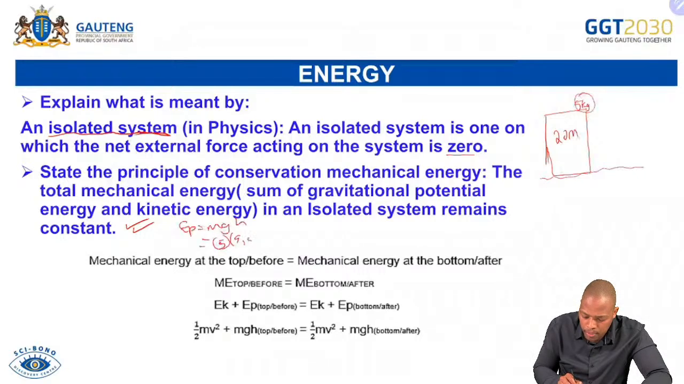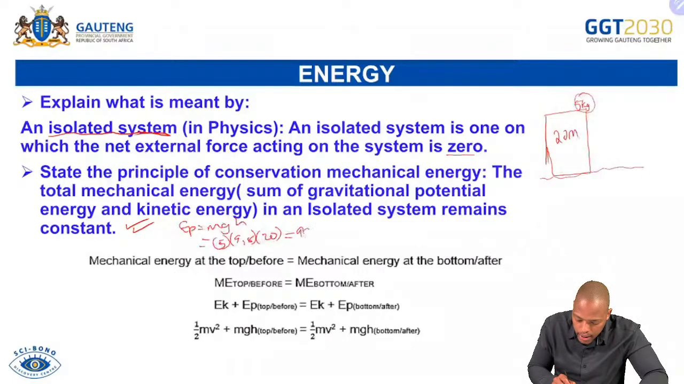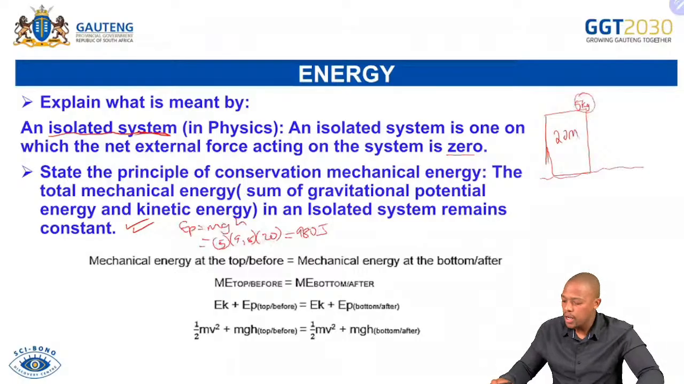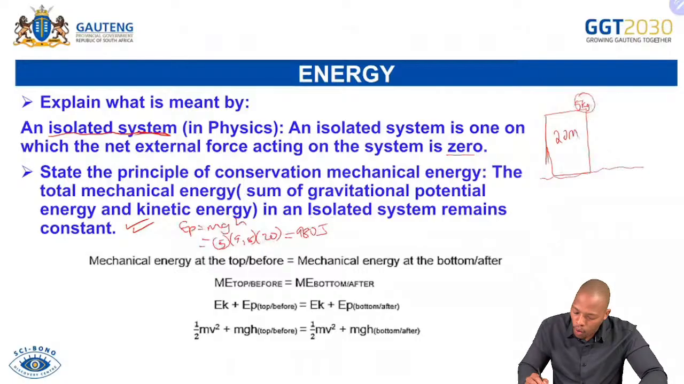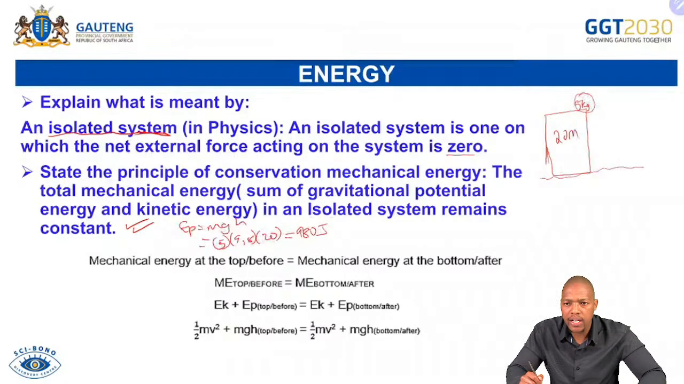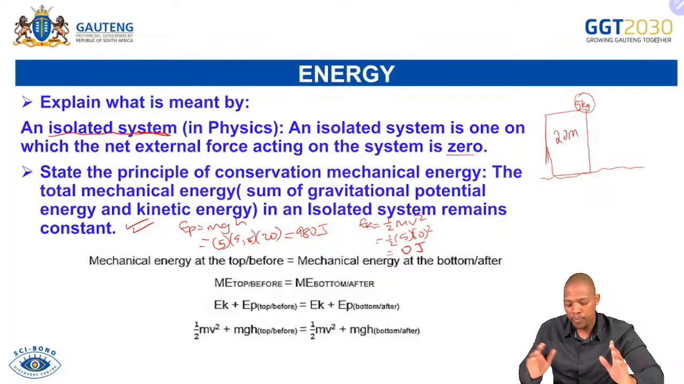5 times 9.8 times the height of 20. The gravitational potential energy will be how much? 5 times 9.8 times 20. Okay, 980 joules. That's the gravitational potential energy. However, the ball there on top does not have kinetic energy because it is not moving. So if you were to calculate its kinetic energy, EK, half mv squared would be half of 5 times 0, because its velocity is 0 since it's not moving, it's resting, which will give you 0 joules.